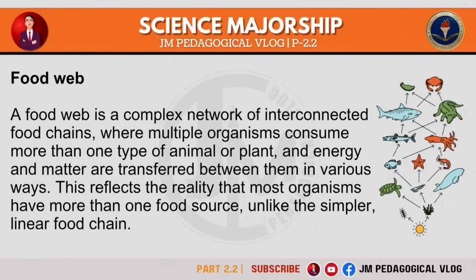A food web is a complex network of interconnected food chains, where multiple organisms consume more than one type of animal or plant, and energy and matter are transferred between them in various ways. This reflects the reality that most organisms have more than one food source, unlike the simpler linear food chain.